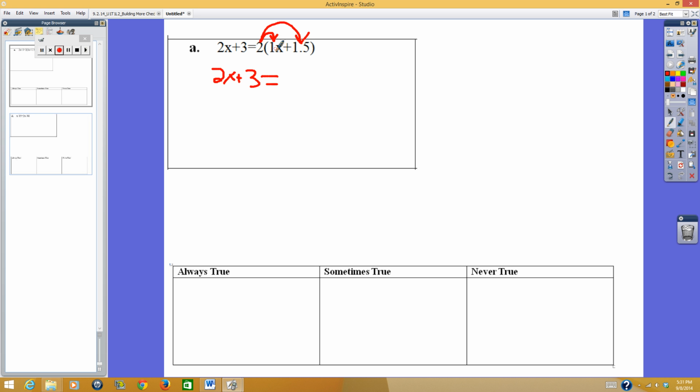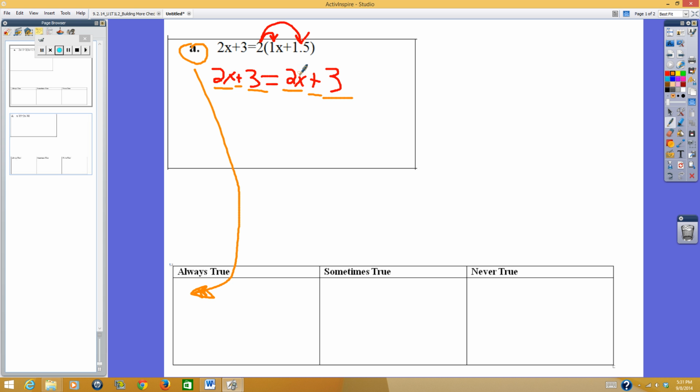So 2 times 1x will give you 2x. You've got a plus 2 times 1.5. That gives you 3. I don't even need to solve it any further, right? You've got the exact same thing on both sides. You've got a 2x, we've got a 2x. You have a 3, you have a 3, and they're both being added. So you could automatically put this option down as being always true, because it looks exactly the same on both sides, right?